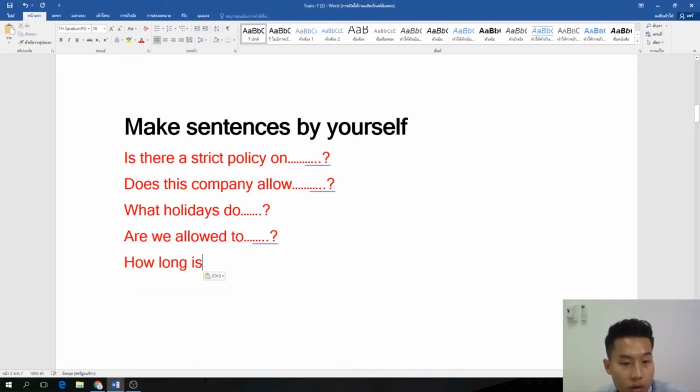Okay, so right now you have around 5 questions to complete. All the questions are not complete yet. Is there a strict policy on? Complete here. Does the company allow? Complete here. So what holiday do? Complete here. So are we allowed to? Complete here. So how long is? So just maybe 2 sentences, that's better.